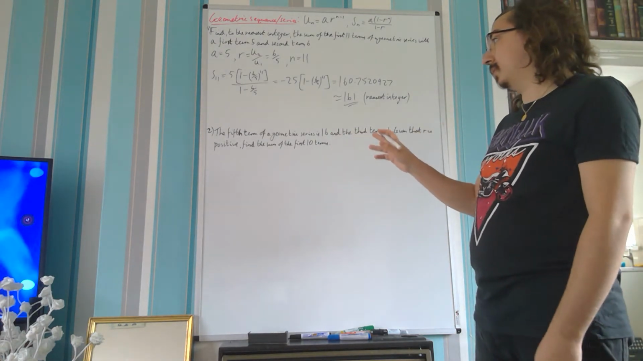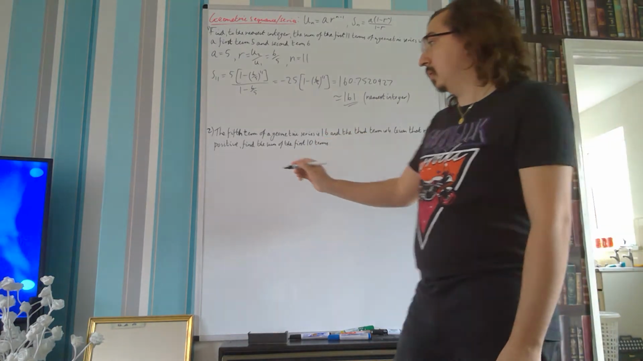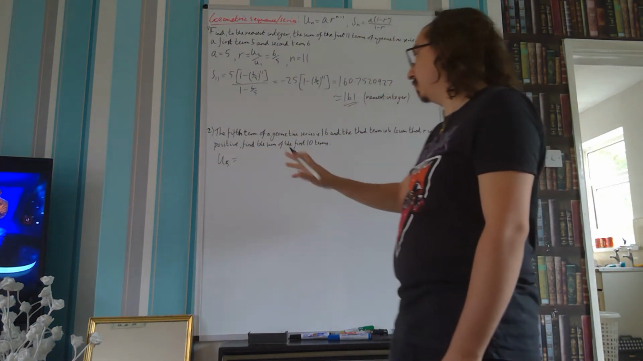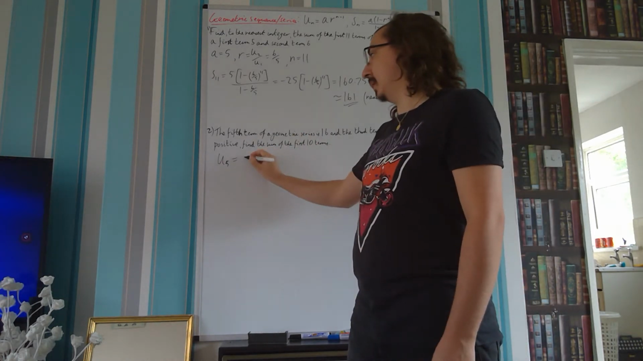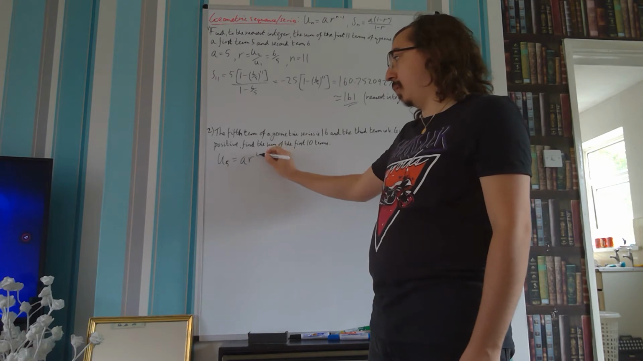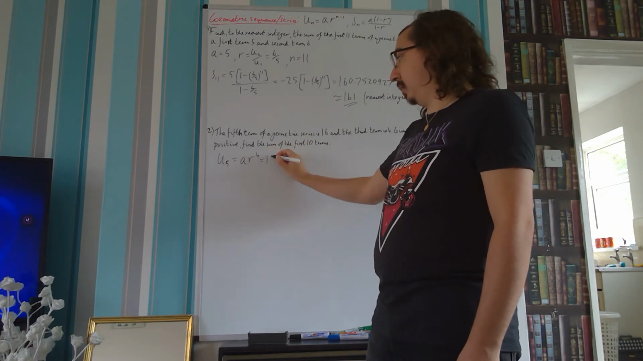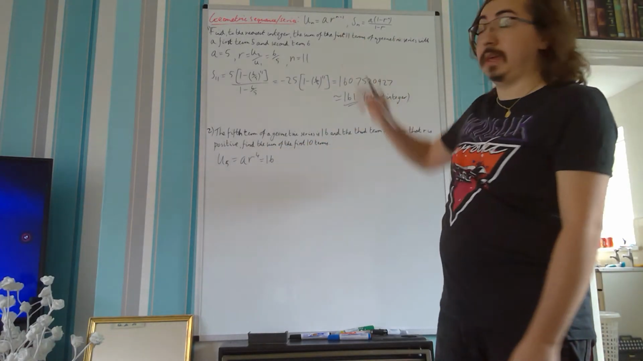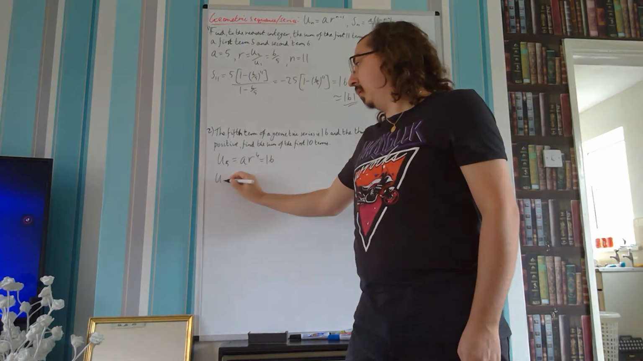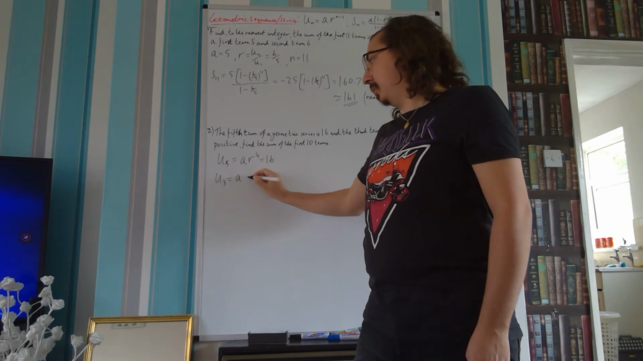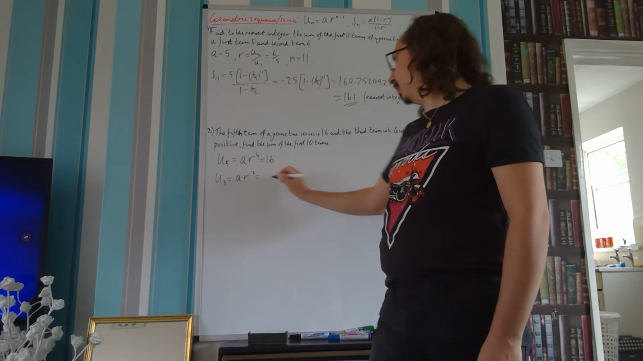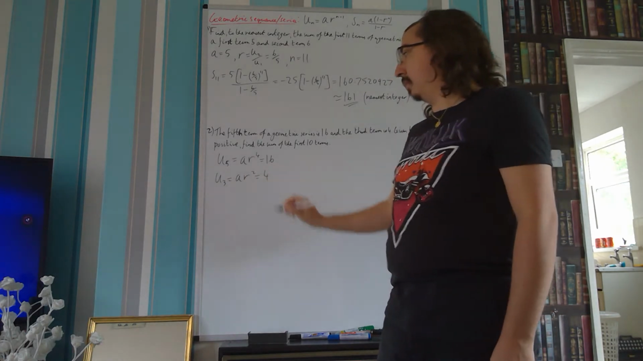So we're given the fifth term is 16. So we can say that u5, now we don't know the a or r, but we can write this as a times r to the power of n minus 1, which is 4, is equal to 16 using the nth term formula. Similarly for the third term, u3, which is equal to a r to the n minus 1, so 3 minus 1, which is 2, is equal to 4.